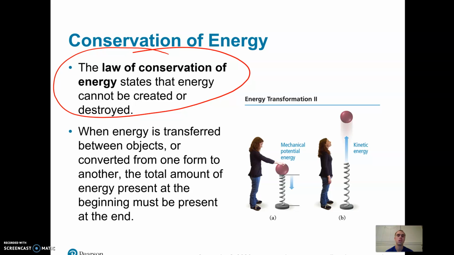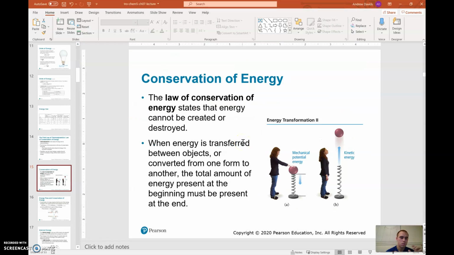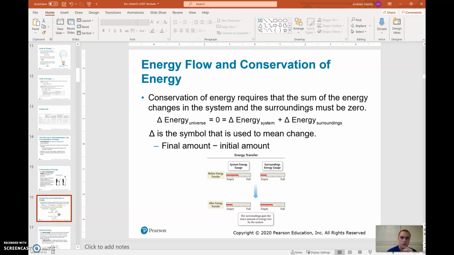You can only transfer energy. Okay, and so here they use the example of some mechanical potential energy in the form of a spring. You compress the spring, that energy from that compressed spring is then transferred into a ball that gets thrown up into the air. Okay, law of conservation of energy. You cannot create nor destroy energy. Okay.